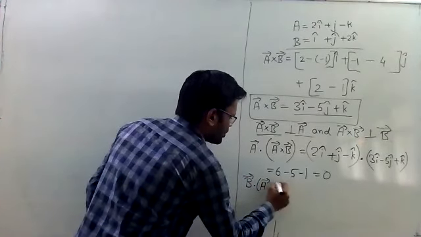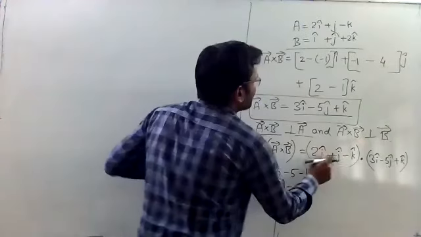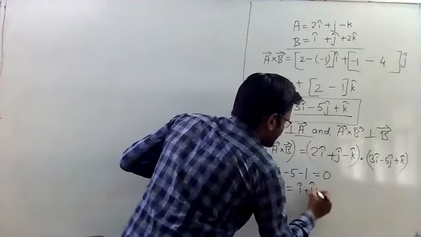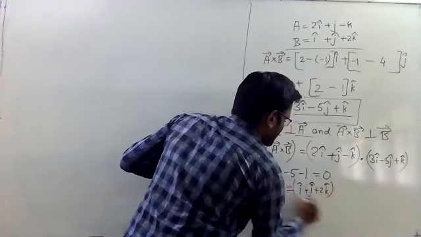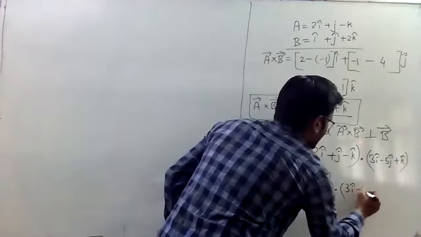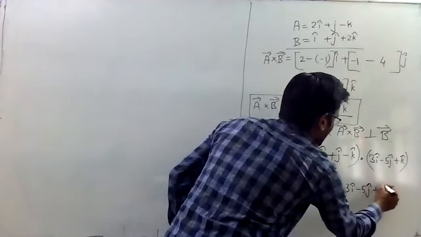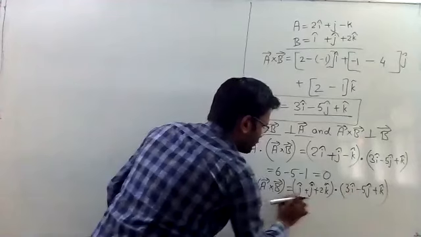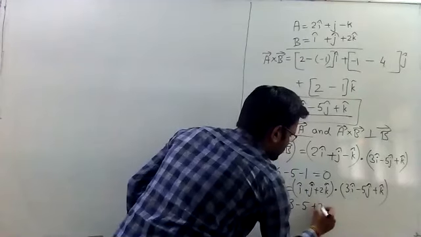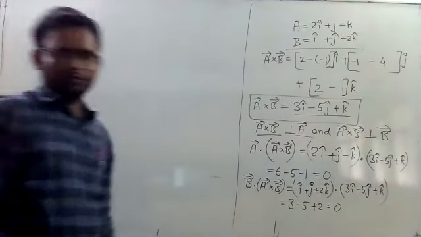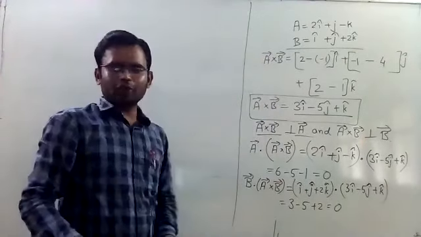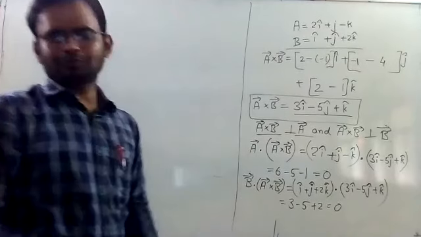B dot A cross B is equal to, take the vector B, i plus j plus 2k. Dot which vector am I taking? 3i minus 5j plus k, and the dot product with this vector should be how much? 3 into 1 is 3, 1 into minus 5 is minus 5, and 2 into 1 is plus 2. So that is equal to 0 again. Okay, so we have got a vector which is perpendicular to both A and B. Is it okay?